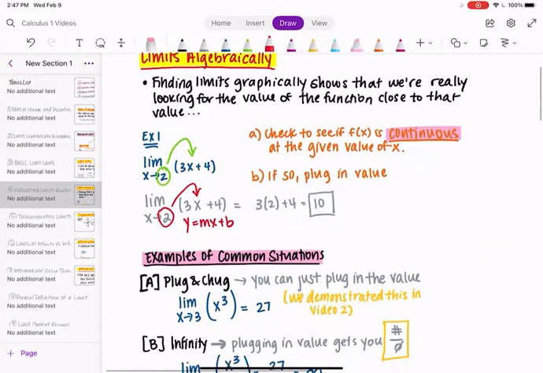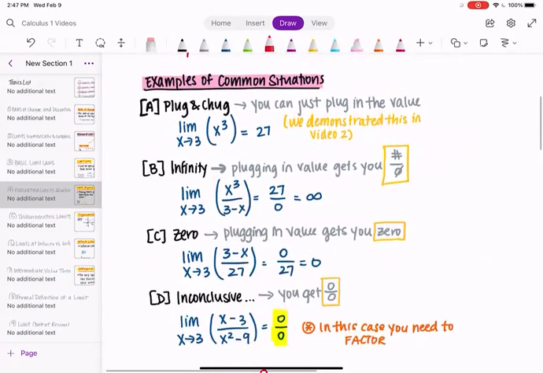Now, there's a couple common situations that'll come out of this, right? So the first one is the situation we just saw, where we plug in 3, we get 27. That's a number, that's the value of the function at the limit we're taking, right? So at 3, the value of the function is 27.